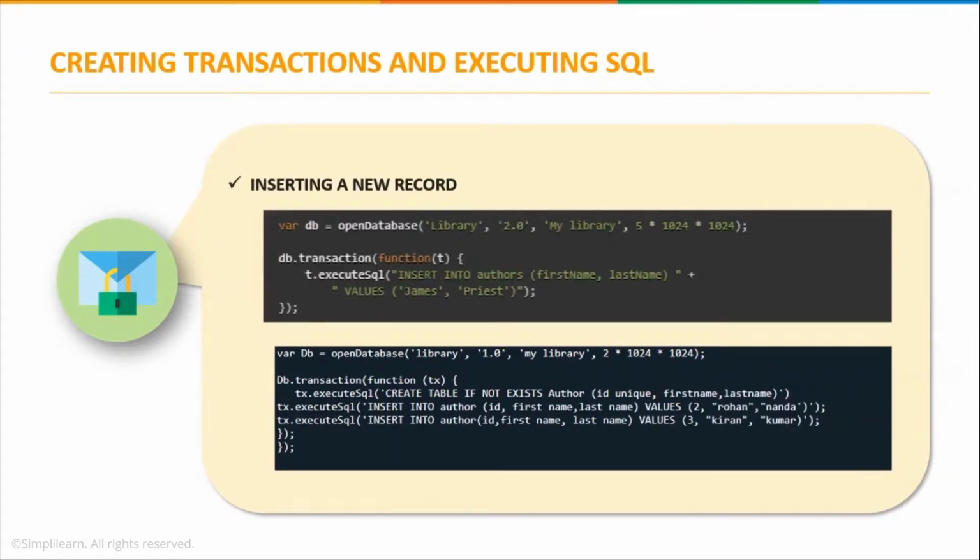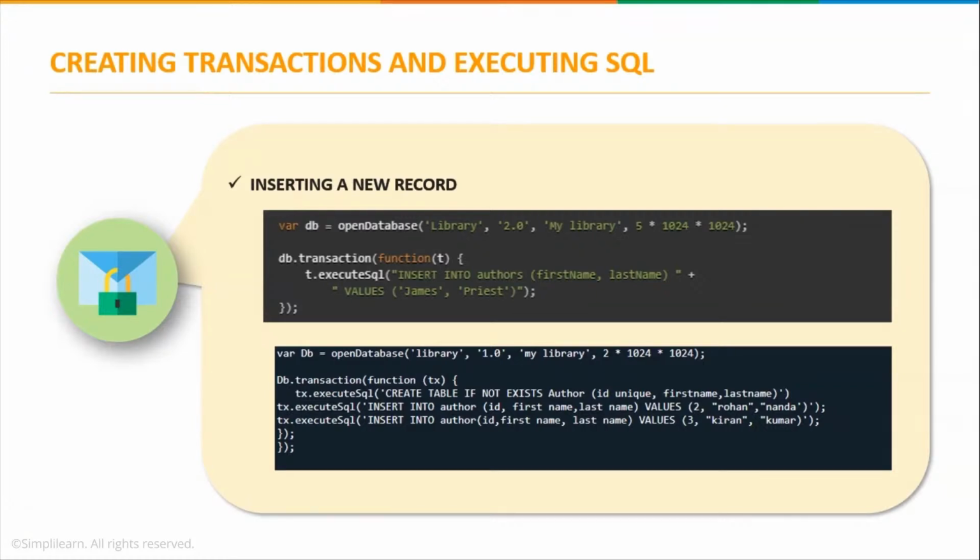So let us now discuss how to insert a new record in our table in our database. Now that you have a database that is library and have created a table that is authors earlier, we'll now insert the records into our table. For that, I'll be using the execute SQL method again on the transaction instance. So the open database remains the same. Additionally, I'll just take the transaction method here. Following that, I'm using a function t. So the query would be t.execute SQL, and similar to what we write in our SQL statement, we use the same insert command here as well, and the syntax is insert into authors, first name, last name, and values I'm taking as James Priest.